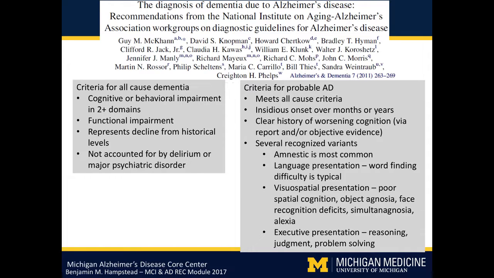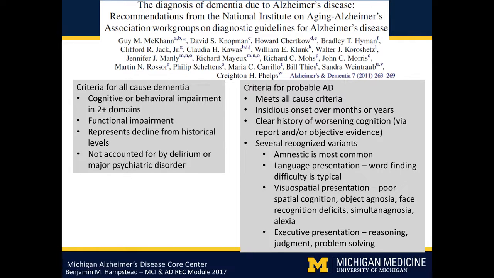The criteria for probable Alzheimer's disease is that it meets the all-cause dementia criteria. There's an insidious onset over months or years. There's a clear history of worsening in cognition that's supported by subjective report and/or objective evidence if you have, say, serial neuropsychological evaluations.